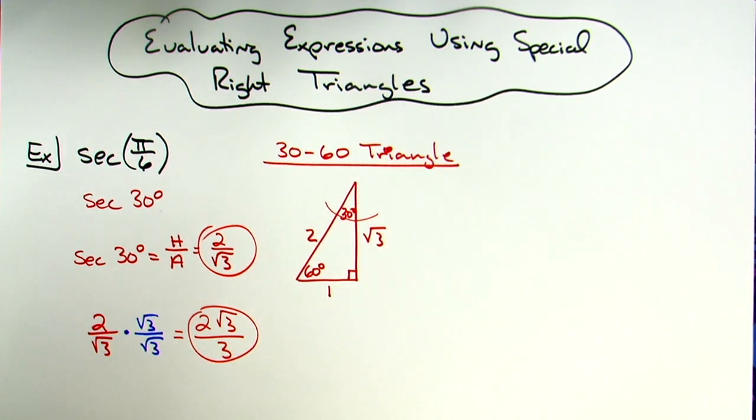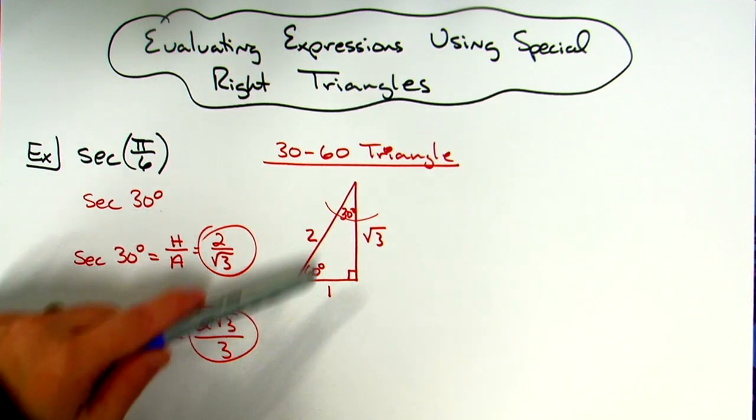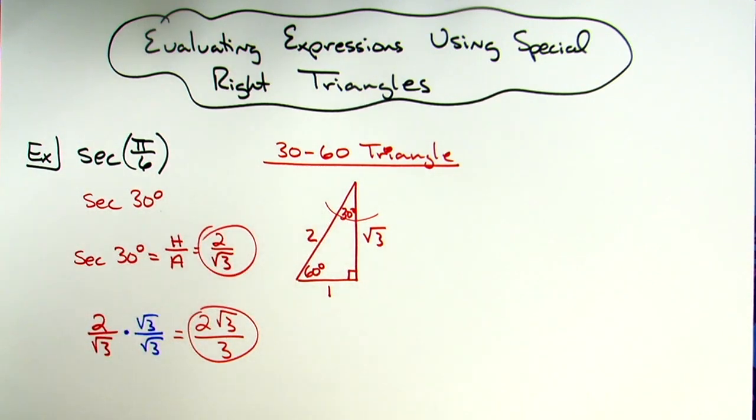Okay, so again, lots of different ways of finding your trig values. You can use that unit circle. You can use some special right triangles if you're dealing with a 30-60 or a 45-degree angle. Just a lot of different ways, so you just got to be open to all the different possibilities.